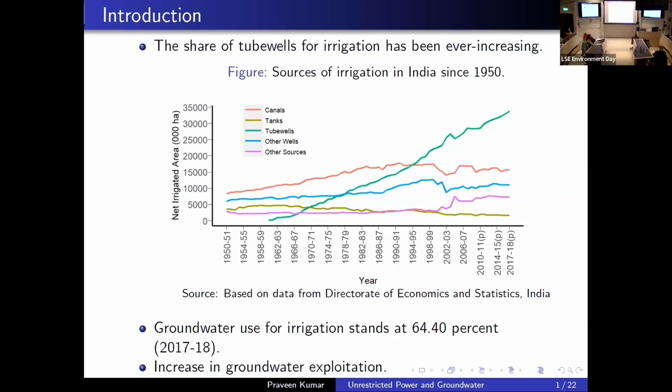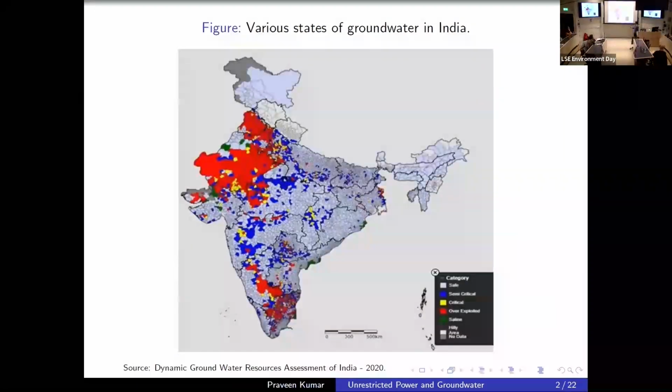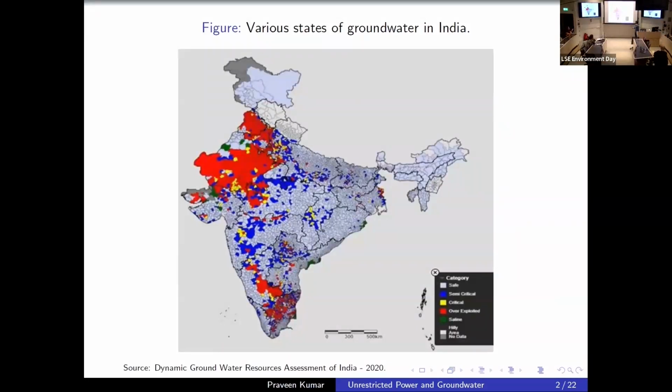Right now, groundwater used for irrigation stands at 64%. While groundwater is a reliable source of irrigation and readily available, there is also increasing exploitation of groundwater. In this slide, I'm showing you the various states of groundwater in India. The red regions are the overexploited regions. Overexploited means the extraction is more than the recharge, and similarly the yellow regions are critical and the blue regions are semi-critical in terms of groundwater exploitation.